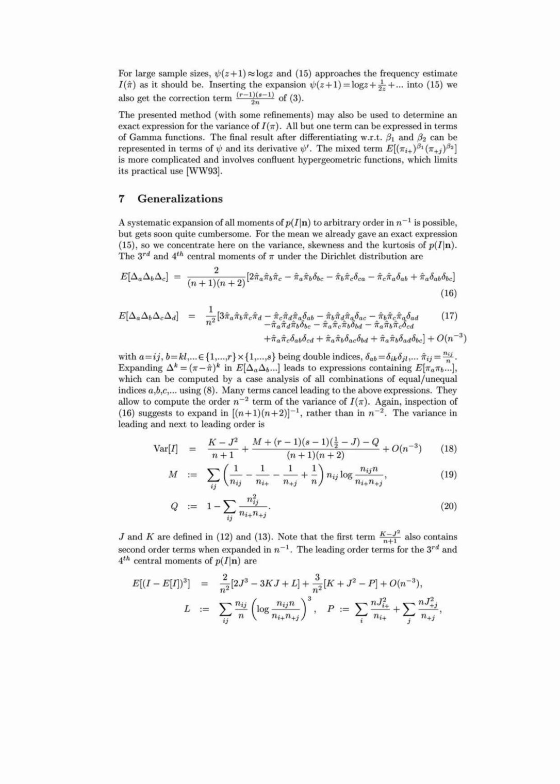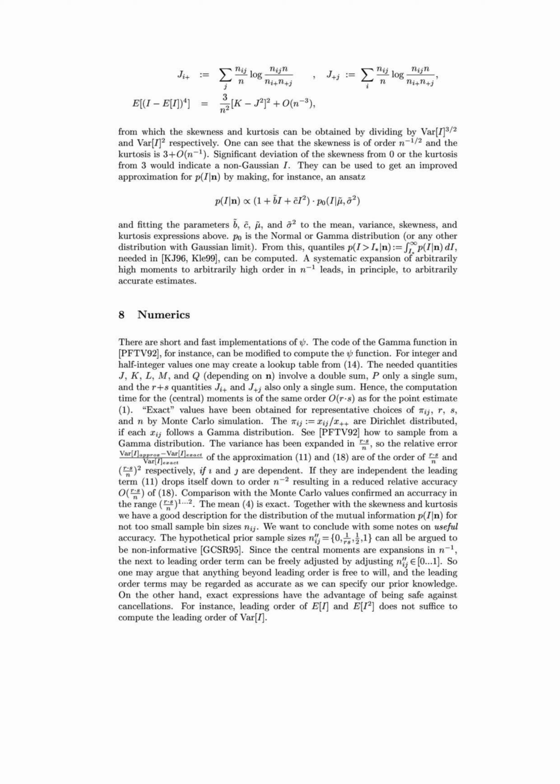The leading order terms for the third and fourth central moments of I(π) are as given, from which the skewness and kurtosis can be obtained by dividing by var(I)^(3/2) and var(I)^2 respectively. One can see that the skewness is of order n^-1/2 and the kurtosis is 3 plus O(n^-1).